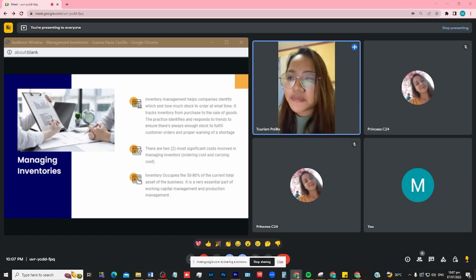There are two most significant costs involved in managing inventory. The first is the ordering cost, and the second is the carrying cost. The inventory occupies 50 to 80% of the current total assets of the business, and it is a very essential part of working capital management and production management.